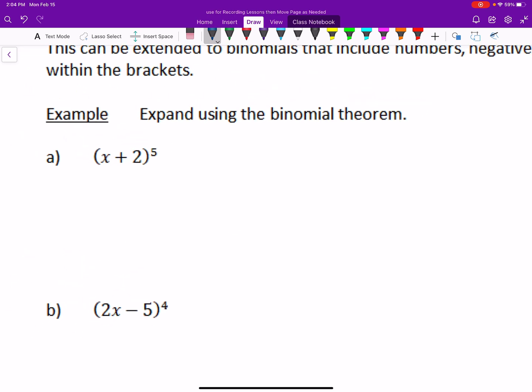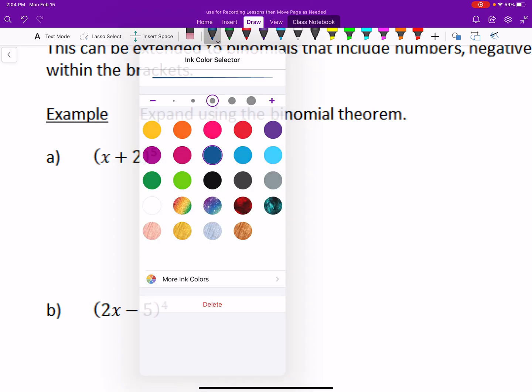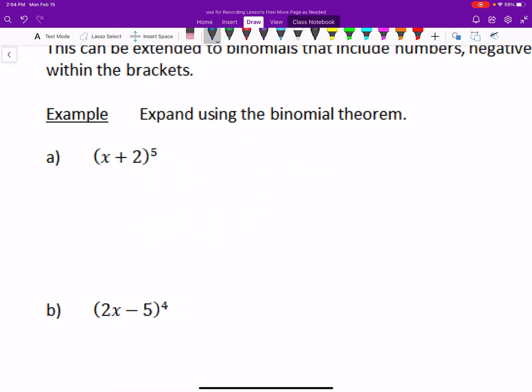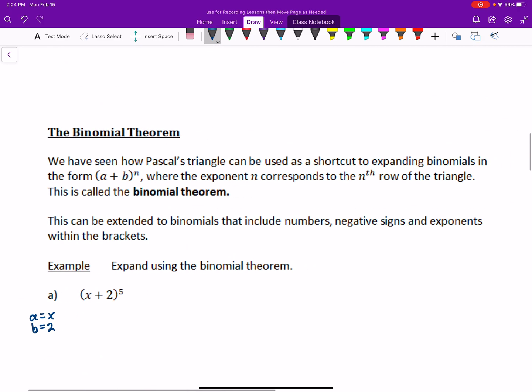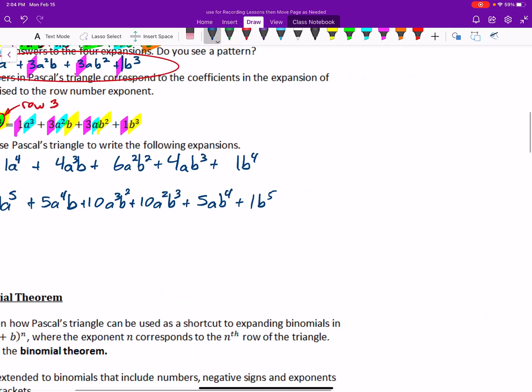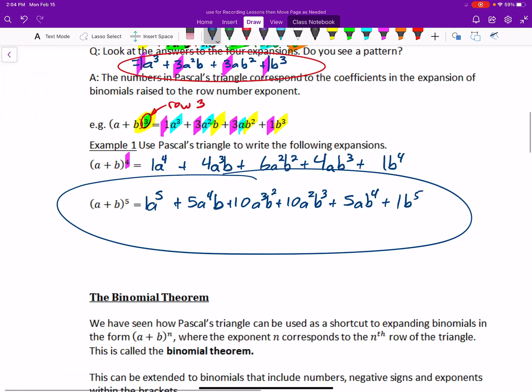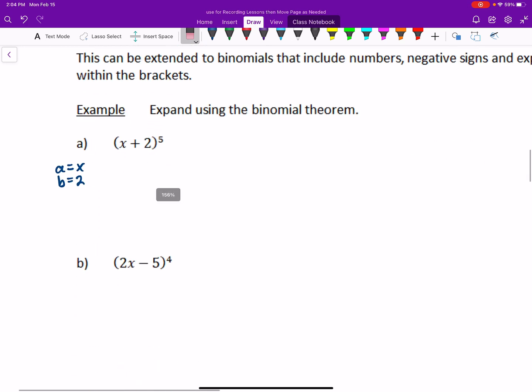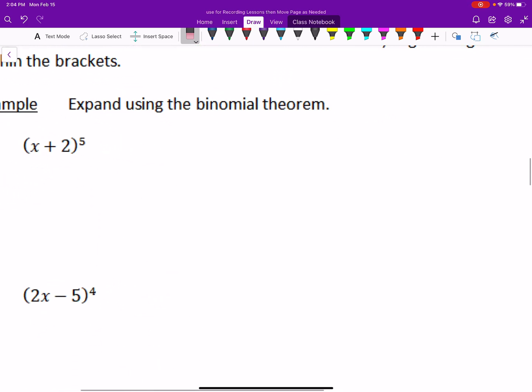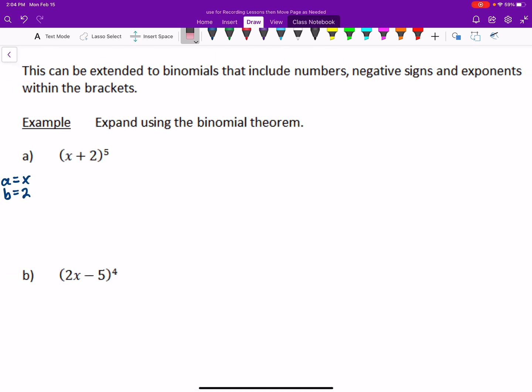Instead of a and b, we've got x and 2. So x is like my a value, 2 is like my b value. Otherwise, it's exactly the same as what we just did. I'm going to do what I just did here, except instead of a, I'm going to write x. Instead of b, I'm going to write 2. And it's going to require a bit more simplification because that number 2 is a number instead of another variable. But let's see what we can do.